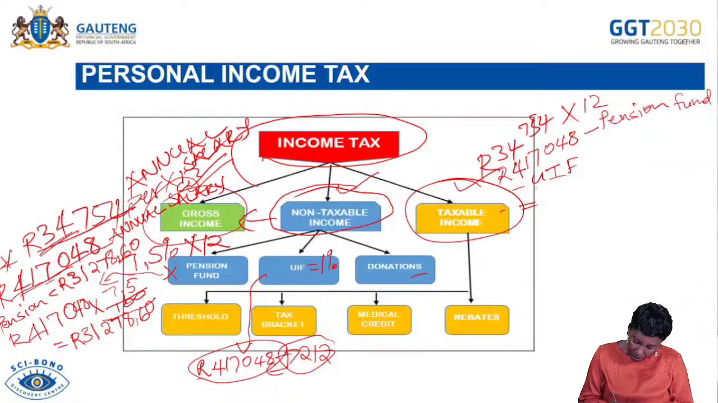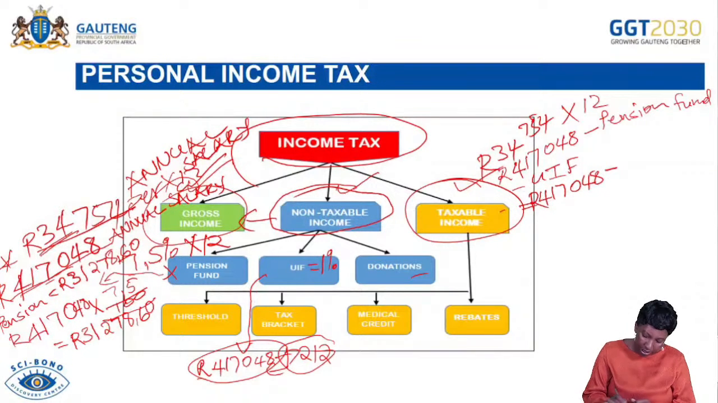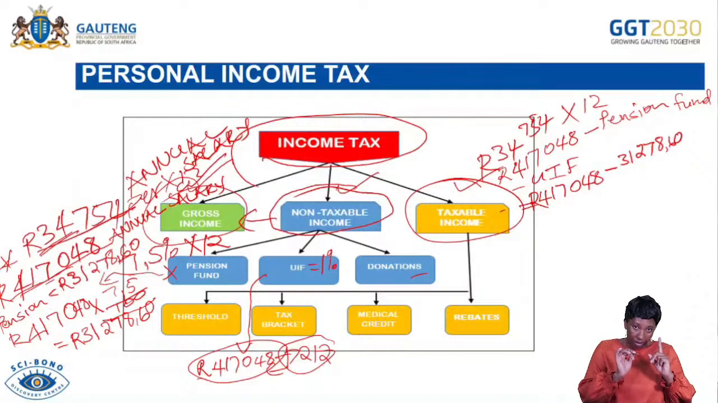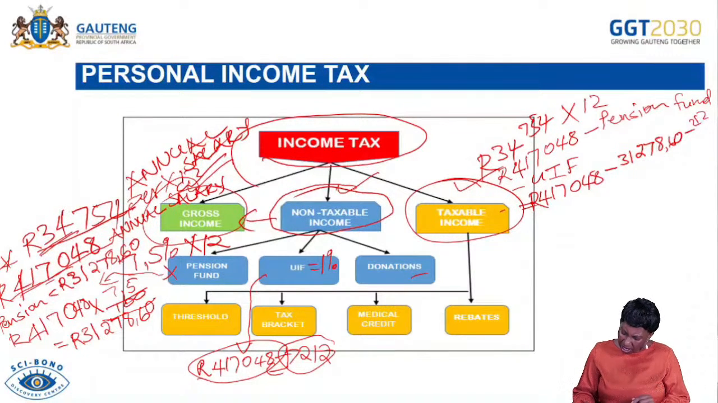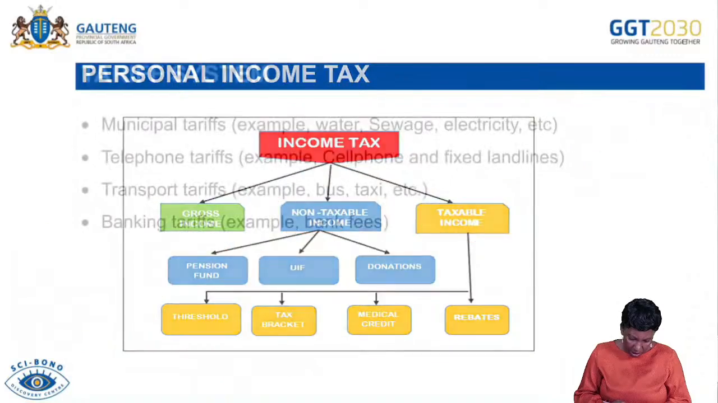Now I am subtracting my pension. Remember my pension is 417,048. Now my pension will be 31,278.60. Then my UIF, remember the ceiling. The ceiling we set, my UIF, it will be 212. Let me quickly check. 17,770, if I'm not mistaken, let me quickly check.